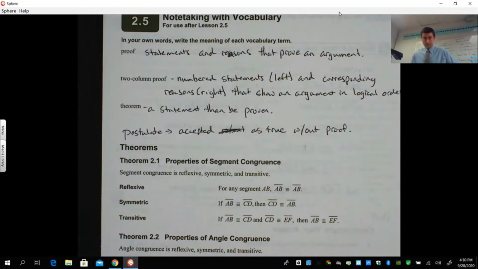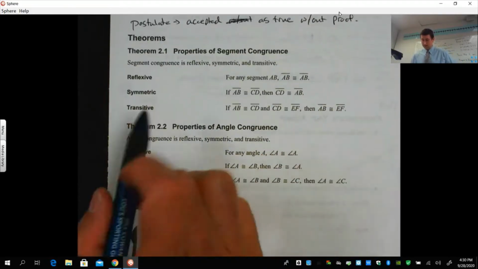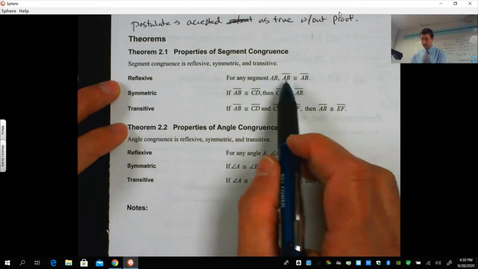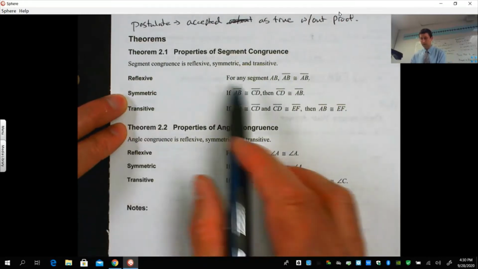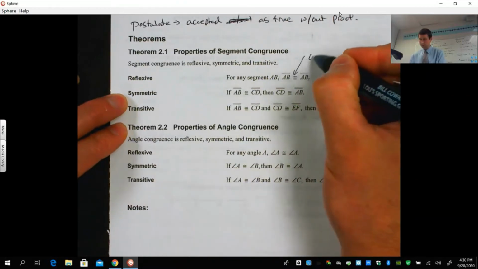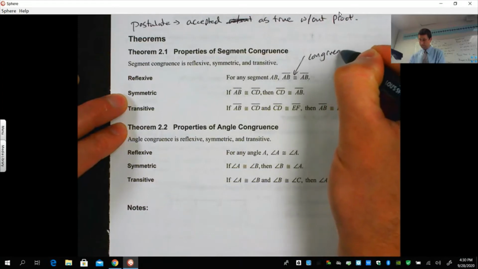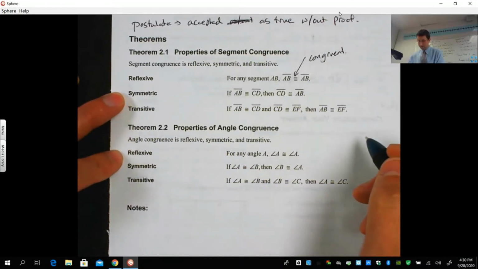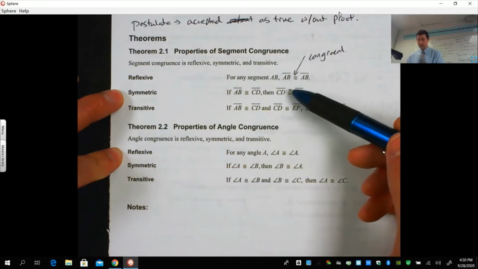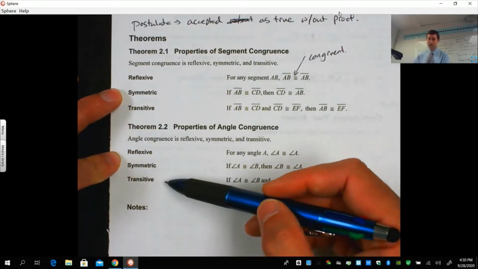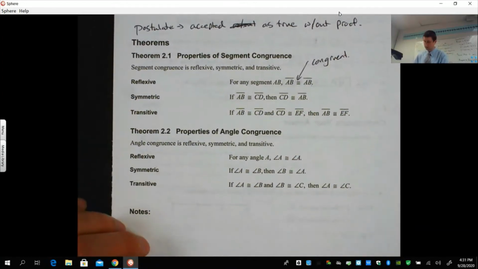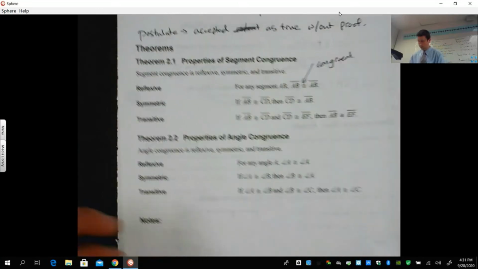So some additional properties that will come into play here: reflexive, symmetric, and transitive. So reflexive property, remember, it has a reflection. Symmetric property is symmetric across the congruent sign. Remember, this is the congruent symbol. Okay. So reflexive, symmetric, and transitive for segments, and reflexive, symmetric, and transitive for angles. Okay, all of those work together there. Make sure you look through those, understand each one. Those properties you've seen for a number of years now.